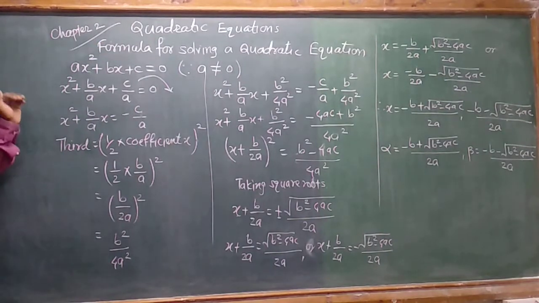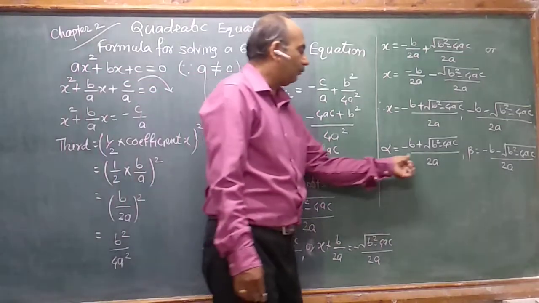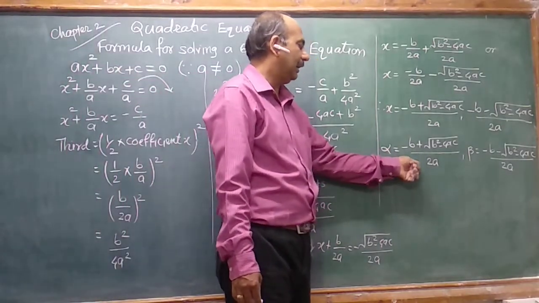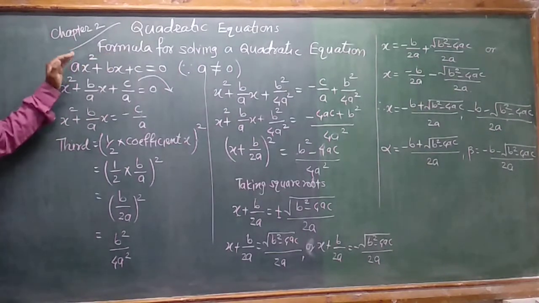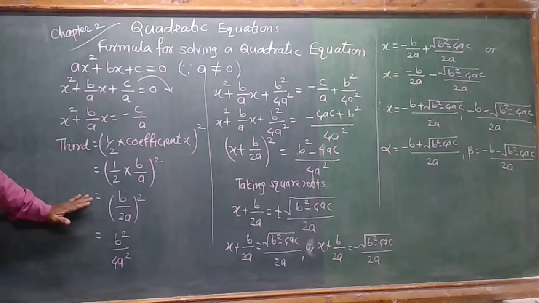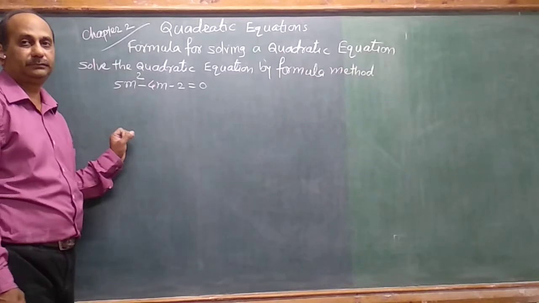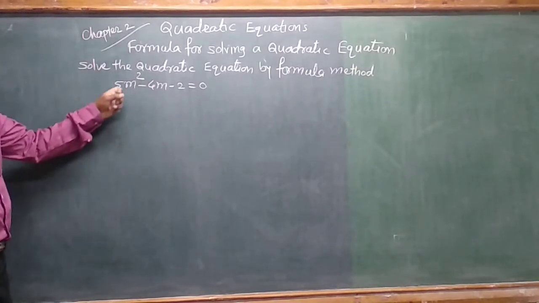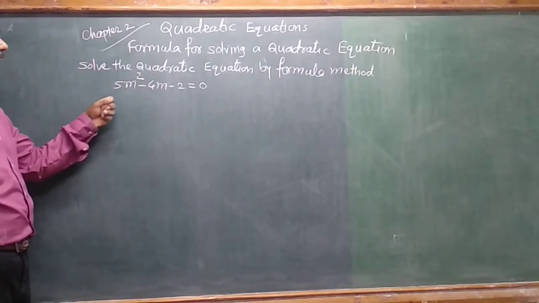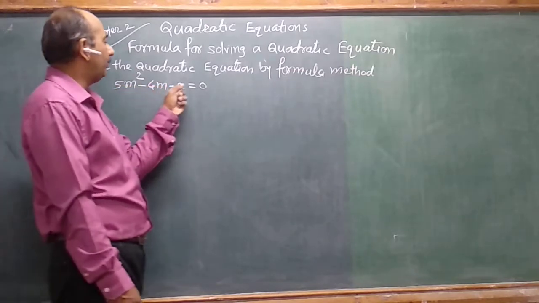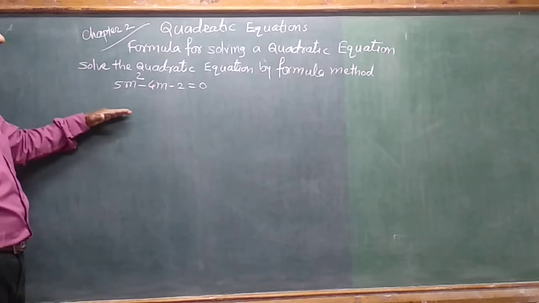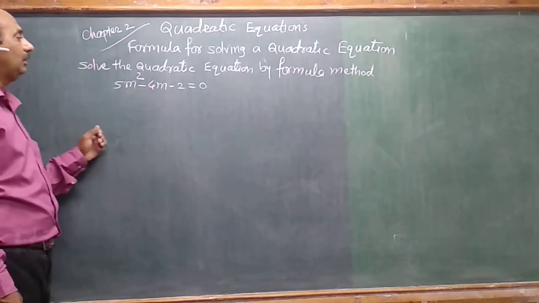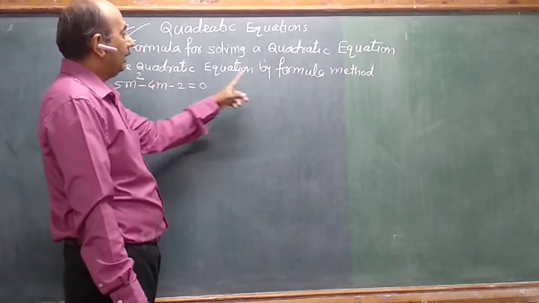Now, in your syllabus, you are going to use this formula to get the roots of a quadratic equation by the formula method. Okay. Now, let's consider this equation: 5m square minus 4m minus 2 is equal to 0. This quadratic equation we are going to solve by the formula method.